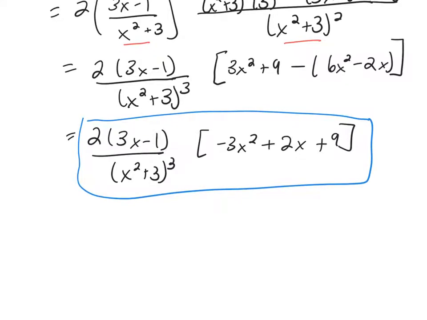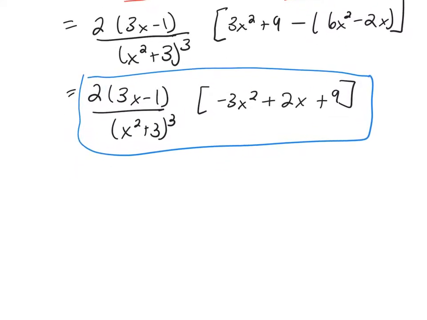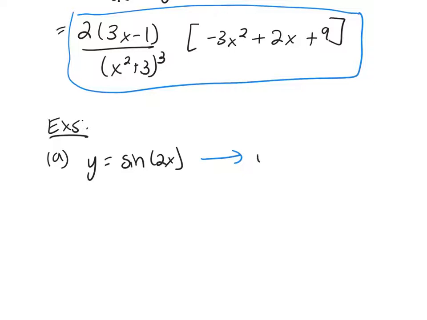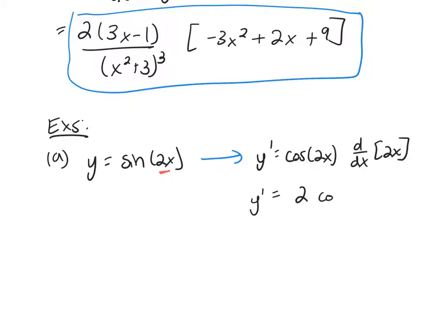Let's look at a couple more. Let's look at some more examples. I'm just going to write the function here, and I want you to take the derivative. y equals sine of 2x. What would the derivative of that be? y prime. Use the chain rule. 2x is on the inside, so the derivative of sine, cosine, times the derivative of the inside, which is just 2. So this will be 2 cosine of 2x. There's my derivative.